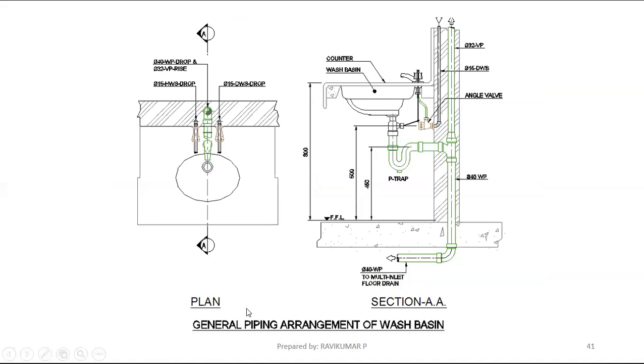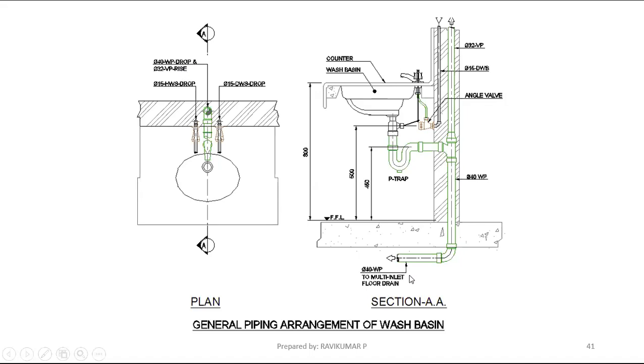So this is the typical general piping arrangement of a wash basin. This is the plan, a wash basin plan. The left side is the hot water supply, the beginning of the hot water supply. The right side is the domestic cold water supply. The green color at the center is the waste pipe outlet.